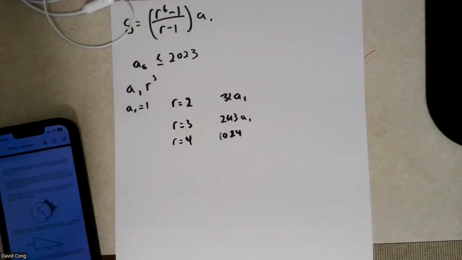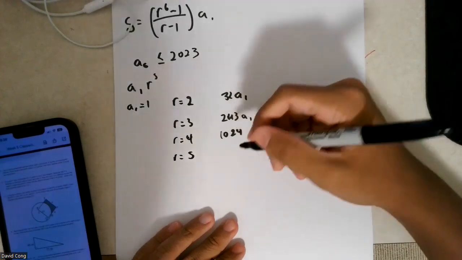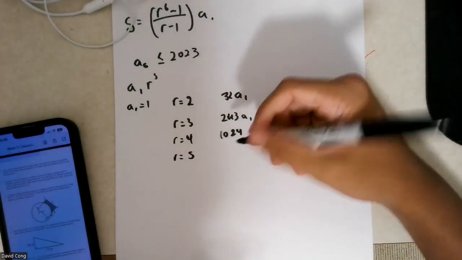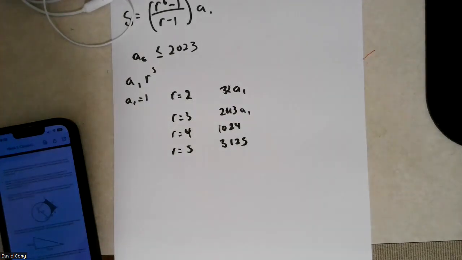Okay, and let's just say we stop there. Because if we go, let's just do one more so we can break the barrier, though. 5 times 5, okay. So we know this is 3, 1, 2, 5. So, 2023. So if we're picking an integer ratio, none of these seem nice to work with.